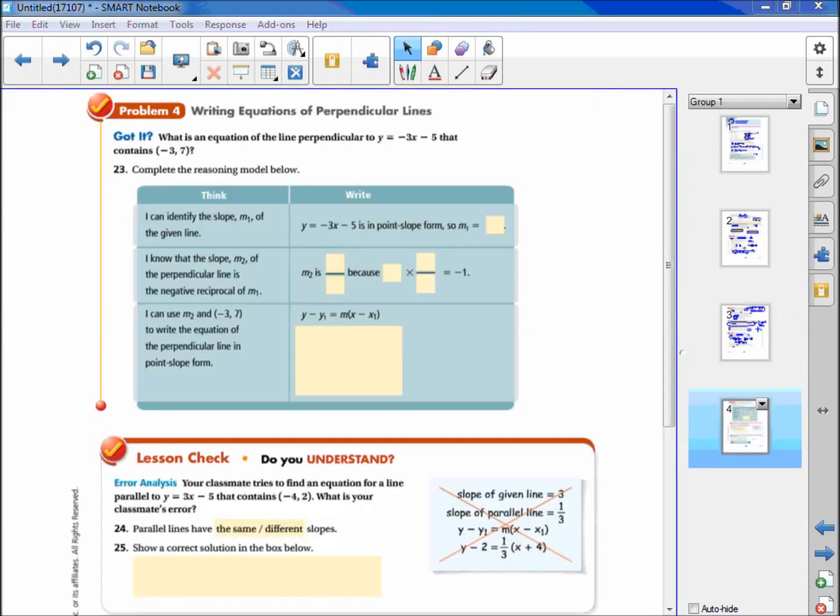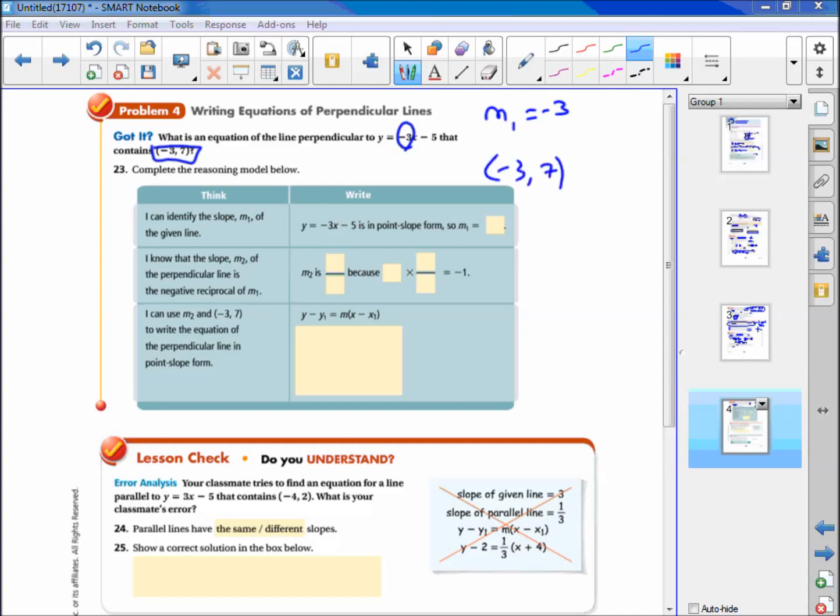All right, writing equations of perpendicular lines. So write an equation of a line that's perpendicular to this one and contains the point -3, 7. All right, so the nice thing about this is we know this guy's slope, and we know the point it's supposed to go through. So this current slope is -3, and we know that the point we want our line to go through is -3, 7. So this is going to lead us to point slope form for our answer really easily.